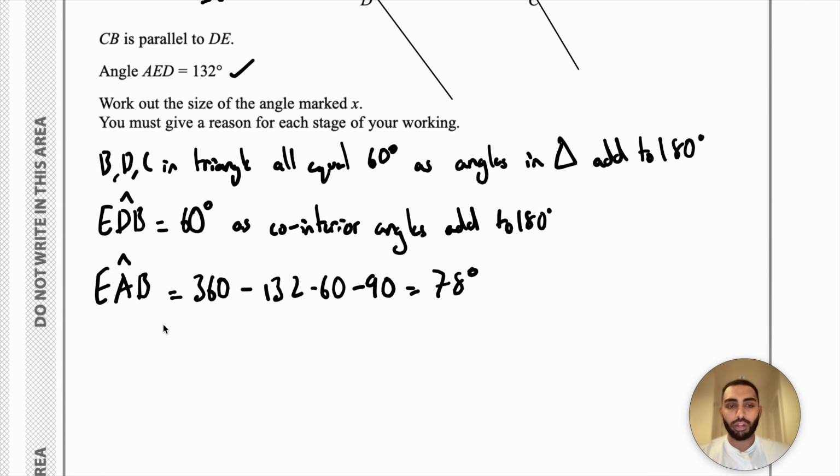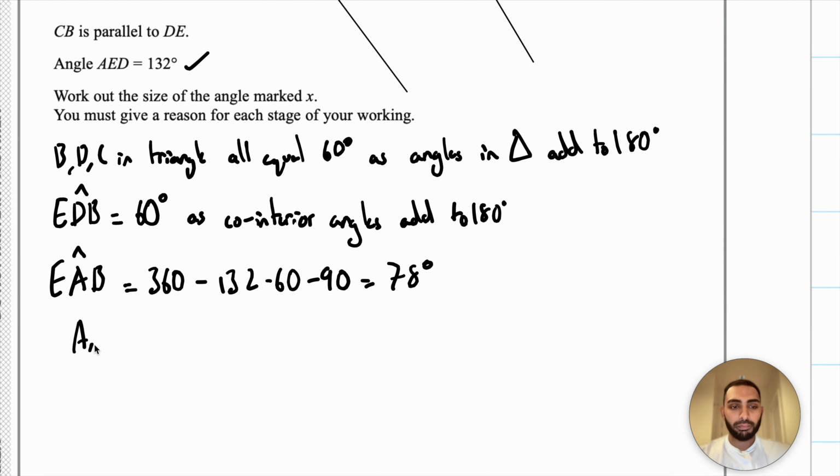We just need to write the rule that we used here. So angles in a quadrilateral, 4-sided shape, add to 360 degrees.